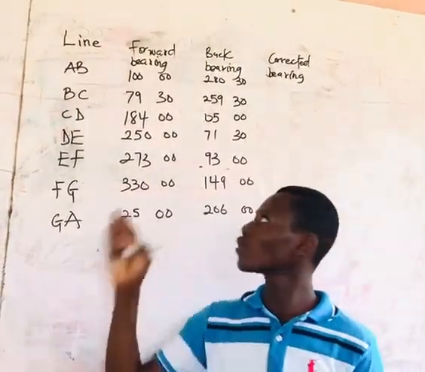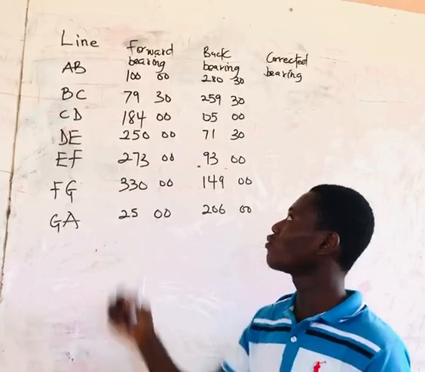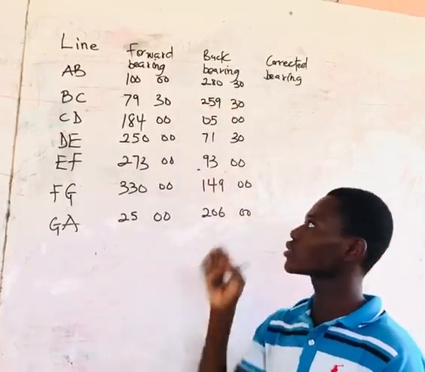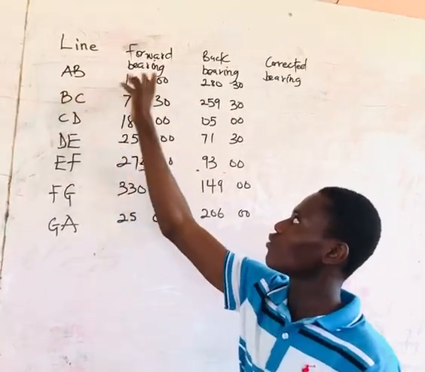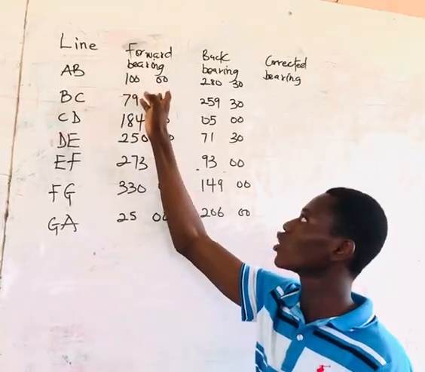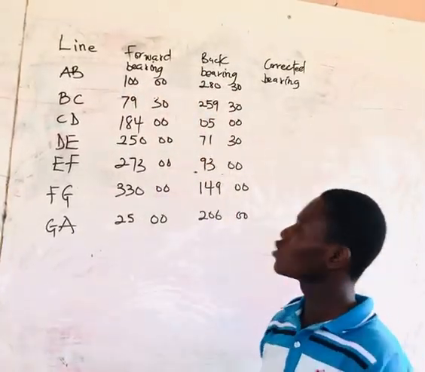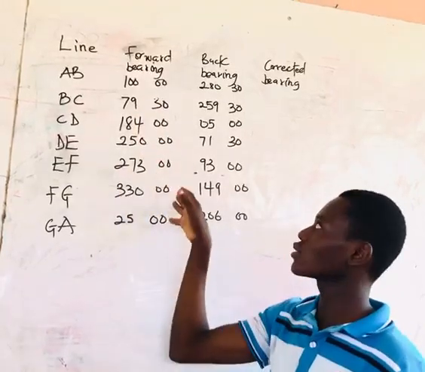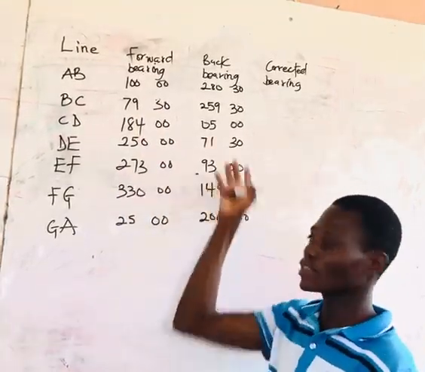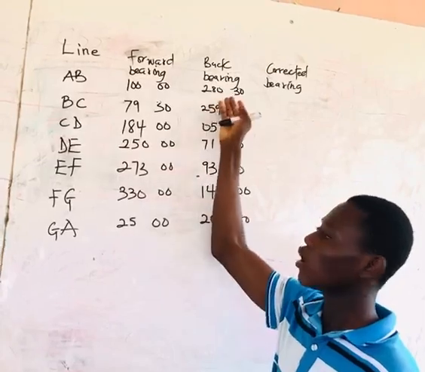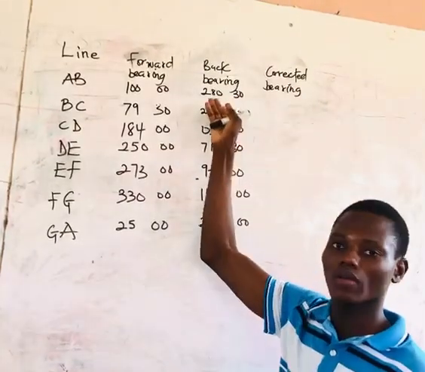Okay, so from the board, I have forward bearings here and backward bearings. So AB, the forward bearing is 100 degrees 0 minutes, the backward bearing being 280 degrees 30 minutes. To correct these bearings, you have to take backward bearings as the surveyor has done. So I will find the forward bearings from my backward bearings.